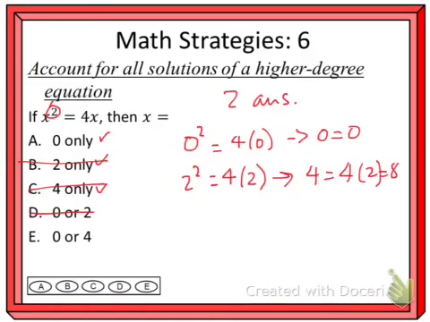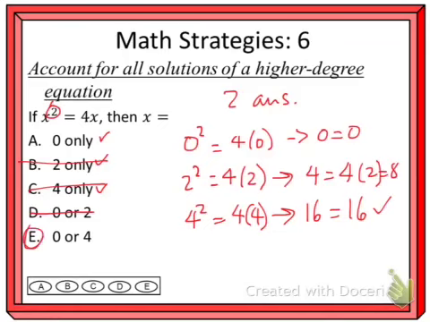So now let's look at the last one. How about 4 squared? Is that equal to 4 times 4? I think that one works because I have 16 is equal to 16 and it checks out. Okay, that's not the only way to solve that.